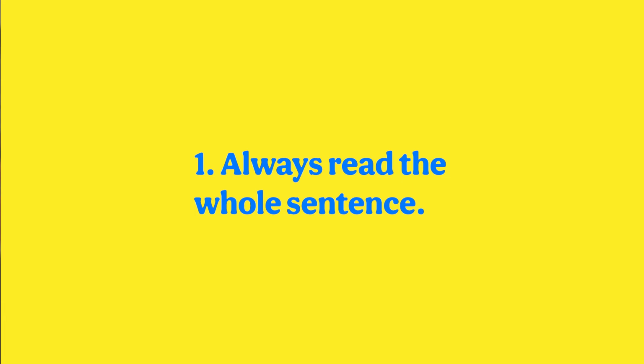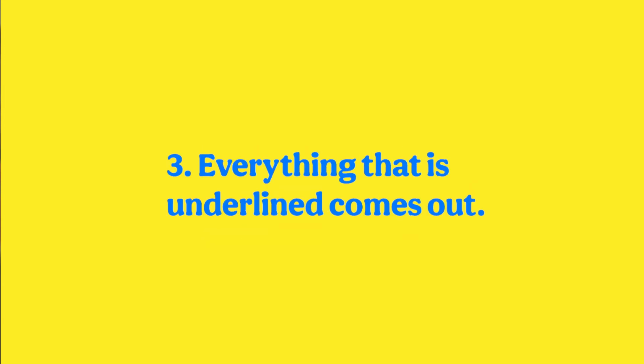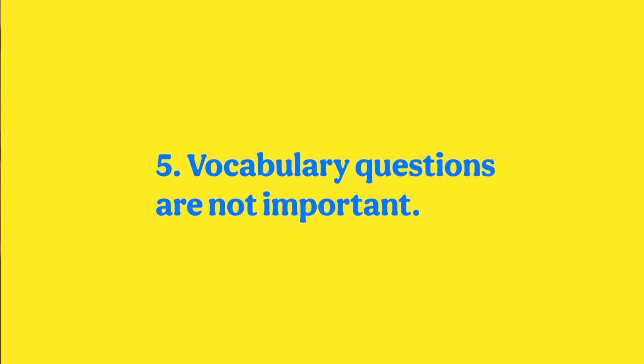All right, so going back, just to remind you, your 5 helpful tips are, number 1, always read that whole sentence so you don't miss out on important information in the sentence that you need to answer it. Number 2, if you don't know the right answer, see what you can eliminate. Number 3, whatever is underlined all comes out. So don't leave any of the words in if you're choosing a different answer choice. Number 4, the word preceding means before. And number 5, vocabulary questions are not important because you never know what's going to come up. There's no strategy for them. So we're just going to take our best guess and move on. All right, we're all set. Let's dig in.